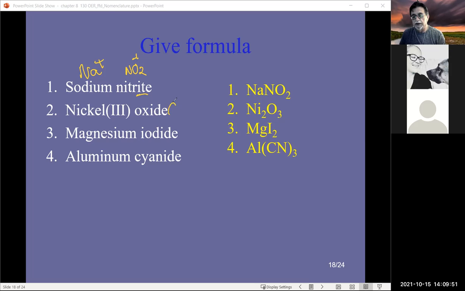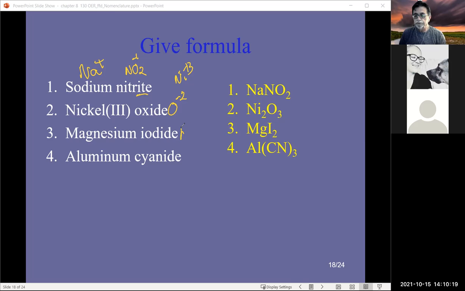Oxide, we know it's a -2. And here you're being told you're working with nickel +3. So again, we got dissimilar charges. We find a common number, which is 6. So we need 2 nickels and 3 oxides. Okay, so our formula becomes Ni subscript 2, O subscript 3.